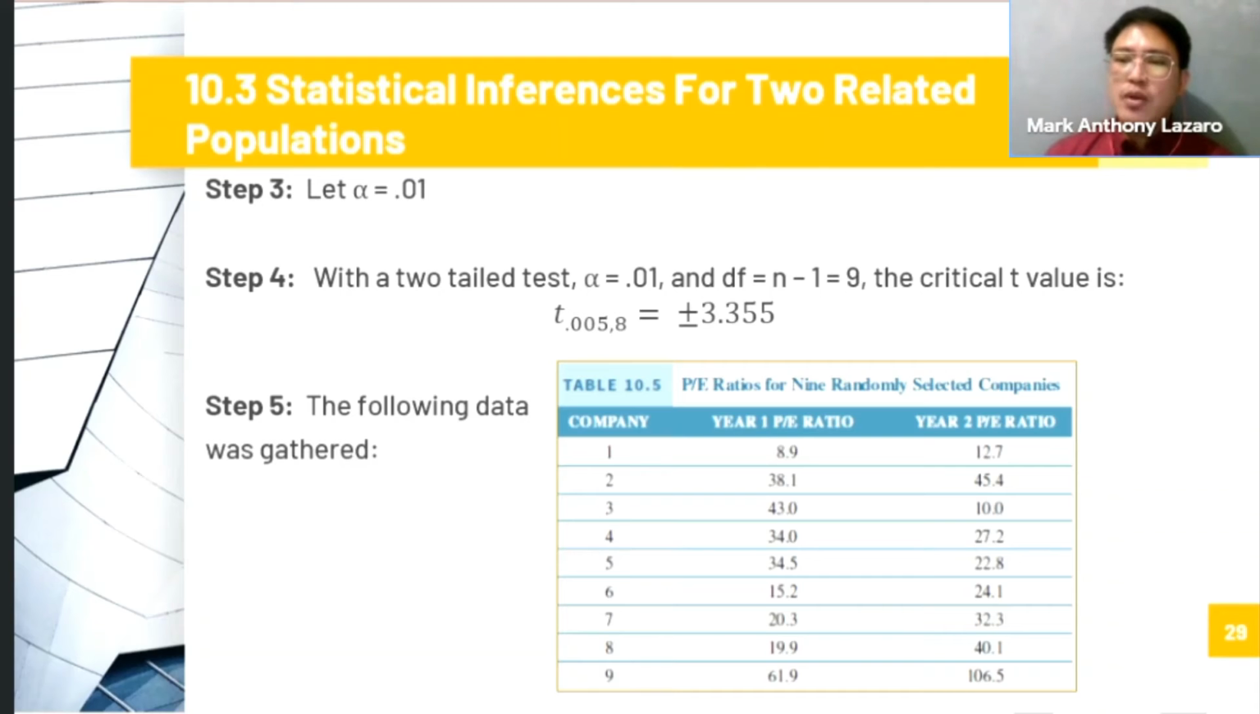Next slide. In step 3, the value of alpha was chosen to be 0.01. In step 4, alpha equals 0.01 and df equals n minus 1 equals 9, so the critical t-value is t 0.005, 9 equals plus or minus 3.355. In step 5, the sample data are given in Table 10.5.